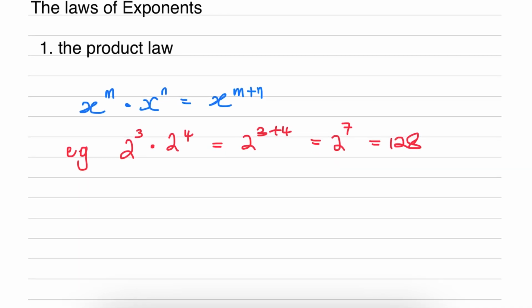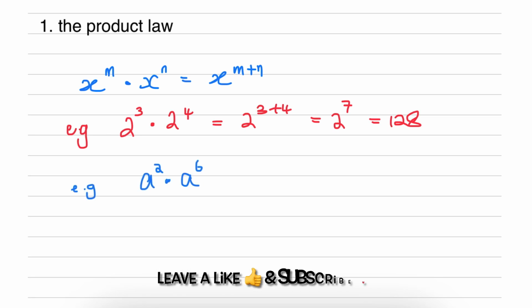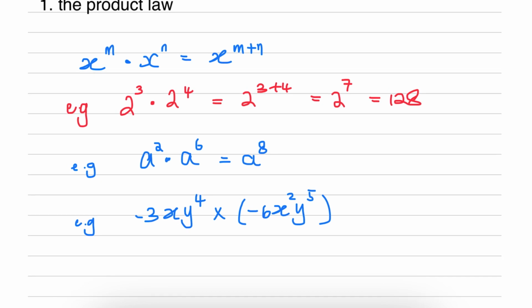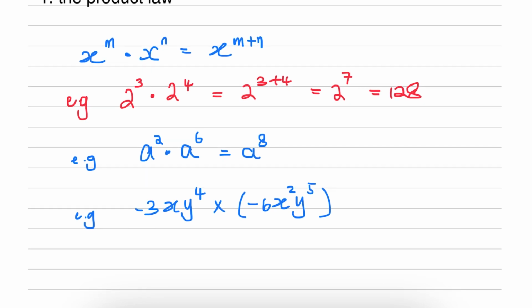Now let me write another example, but this time using some algebra. So here we have a to the power of 2 times a to the power of 6. When we multiply these two bases, remember to add the exponents, and it's equal to a to the power of 8.